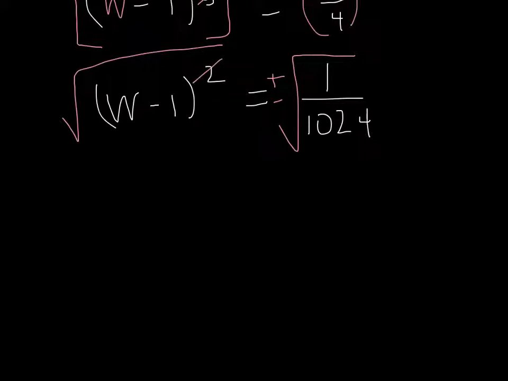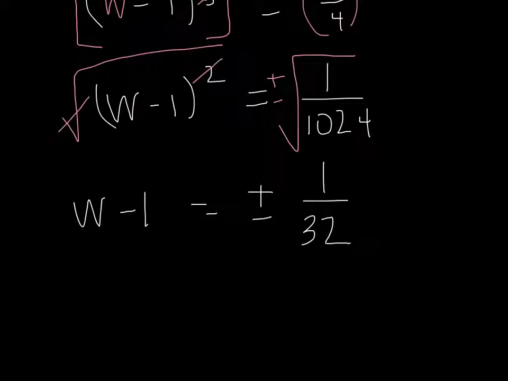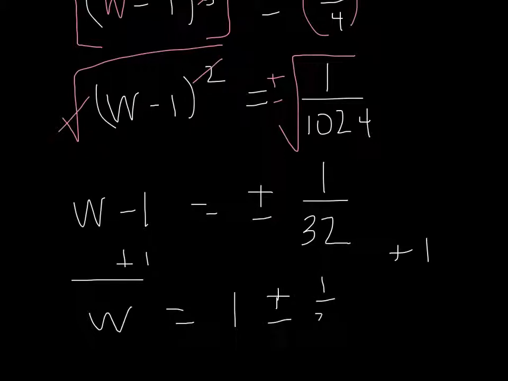On the left, those two things cancel. And I have w minus 1 is equal to plus or minus 1 over 32. Now I'm not quite done because I haven't solved for w. I still have that minus 1 over there. So let's add it to both sides. And what I get when I add it to the left is just w, and what I get when I add it to the right is 1 plus or minus 1 over 32.